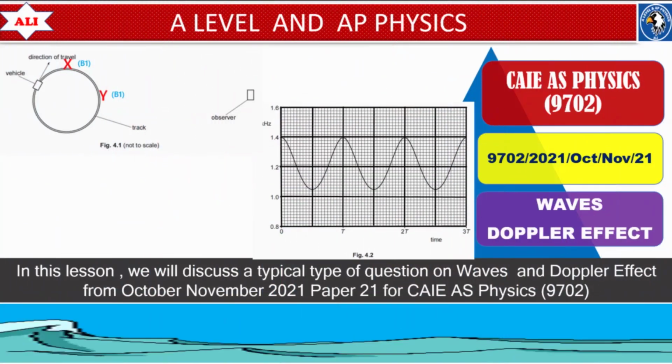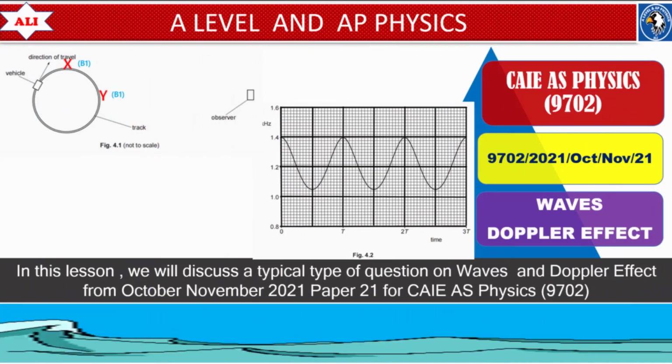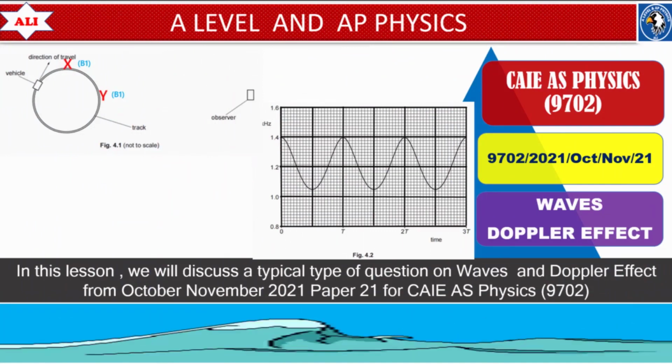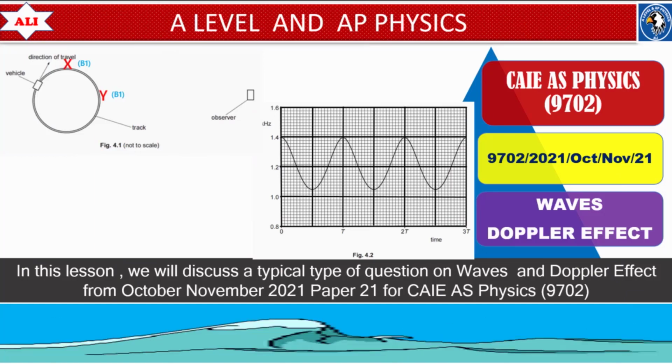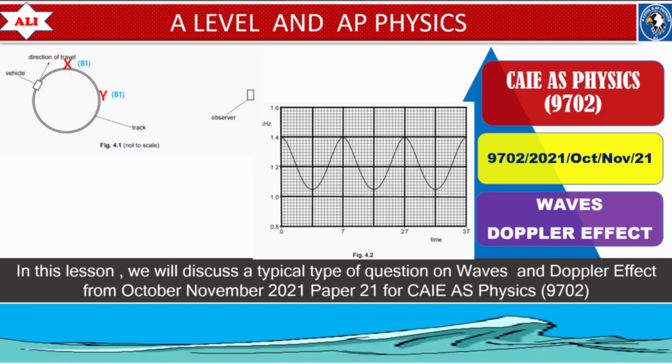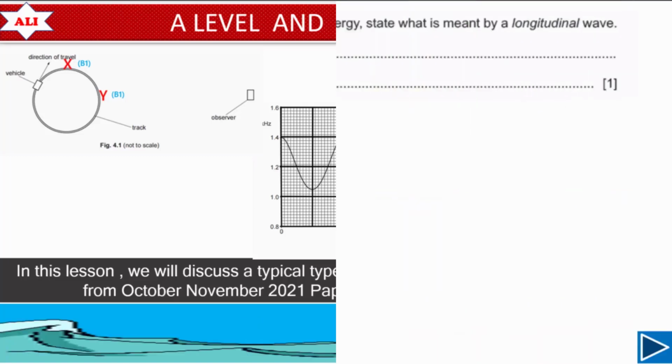Welcome to A-Level and AP Physics. In today's lesson, we will discuss an important past paper question on waves and Doppler effect from October-November 2021, paper 2, variant 1. I said this question is very important because this question will help you to improve your conceptual understanding of Doppler effect. For part A, we need to state what is meant by a longitudinal wave.